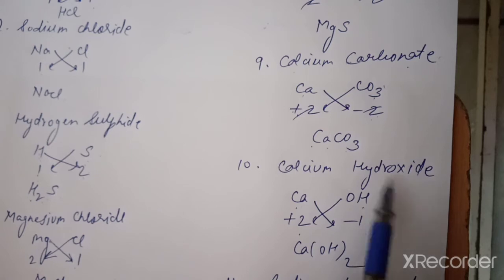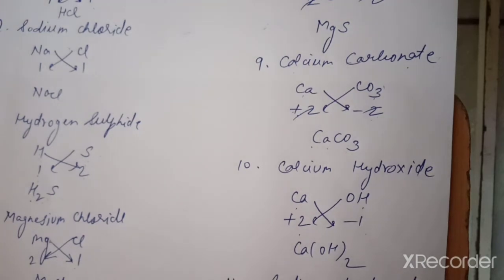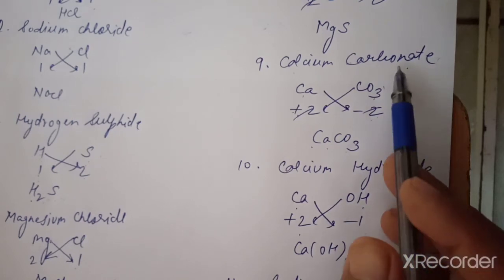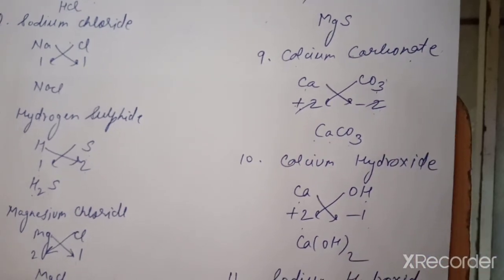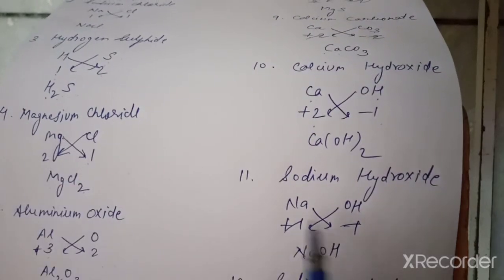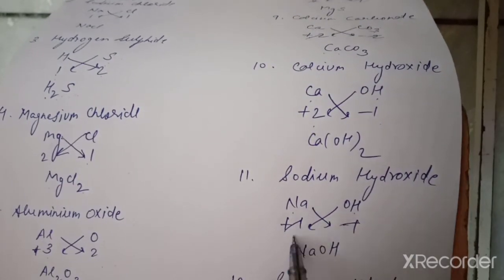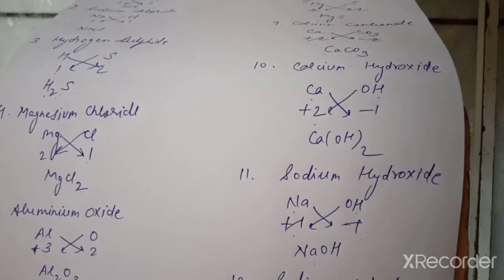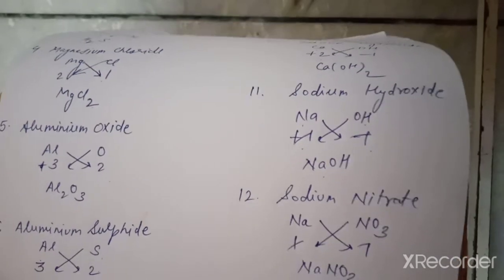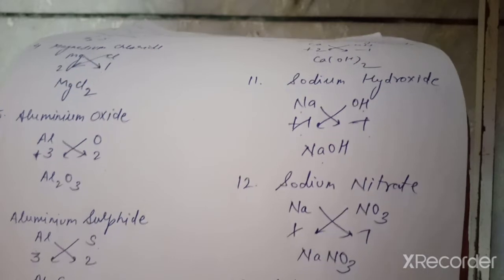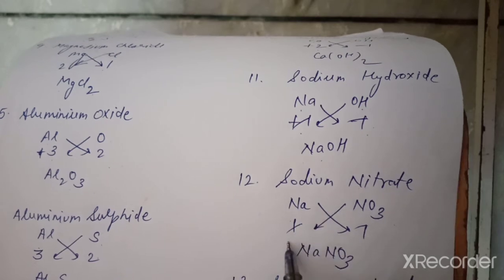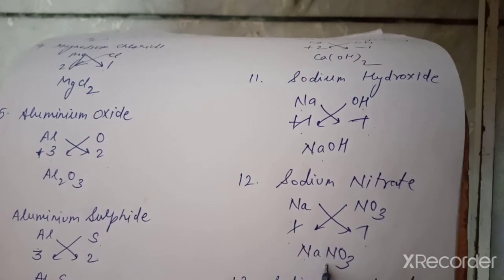Now all these valencies of the formula groups, like hydroxide and carbonate, are given in the table of the second chapter. If you see, the table of valencies is given. From there you have to learn the valency of carbonate and hydroxide. Okay, now next is sodium hydroxide. Sodium is Na, hydroxide is OH. So below sodium you will be writing +1 and for hydroxide -1, so both will get cancelled off, and you will be getting NaOH. Next, sodium nitrate. Nitrate is NO3. Sodium is Na, nitrate is NO3. The valency of sodium is +1, NO3 is -1. So you will be getting NaNO3.